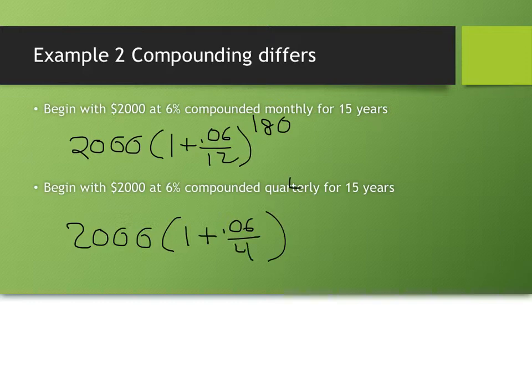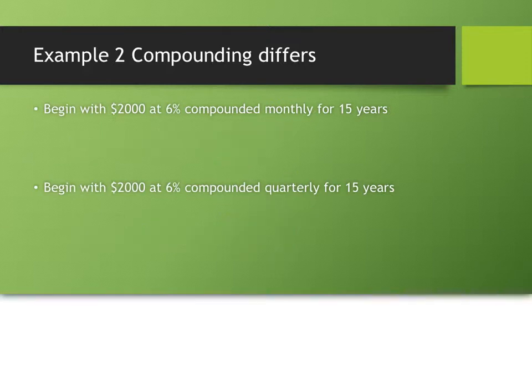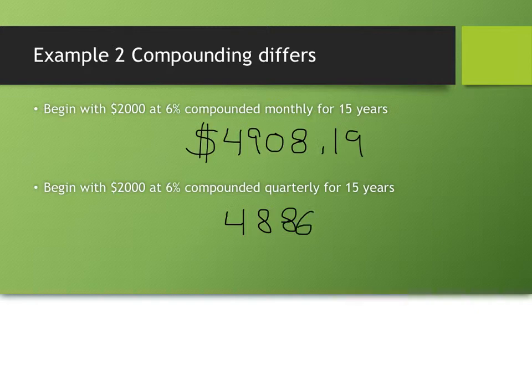Quarterly means 4 times a year, not 12. And since we did it 4 times per year for 15 years, that's 60 as my exponent. Calculating that, you'll see that compounding monthly gives you a final amount of 4908.19. And compounding quarterly gives you a final amount of 4886.44. So there is a difference in compounding quarterly and compounding monthly.